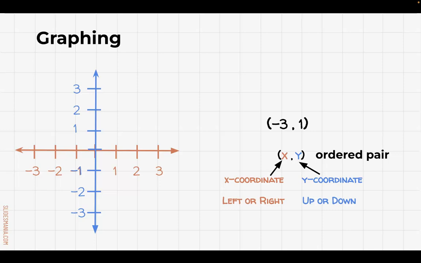For negative 3, 1. Because it is negative, you go to the left 3, and 1 is positive, so you go up 1 and put your dot, and that is your point. For negative 2, negative 2. The x is negative, so you go to the left, and then the y coordinate is negative, so you go down, and you put your point.